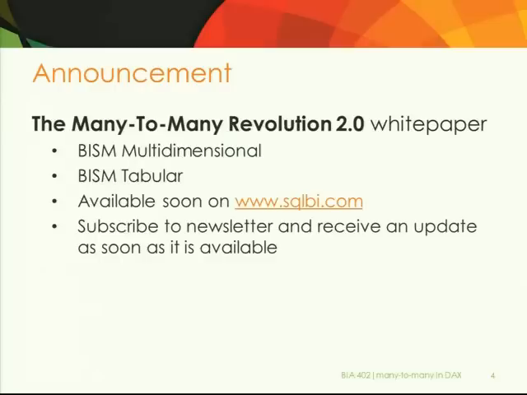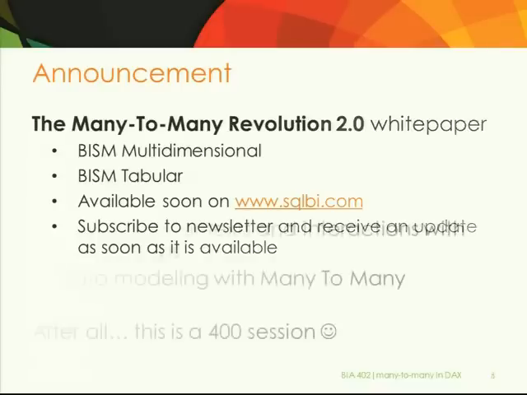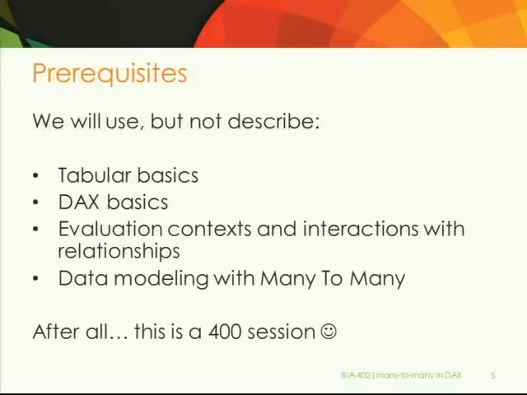For the ones of you who already know the many-to-many revolution, and for the ones who want to learn about many-to-many in UDM, we have finished writing a new version of the white paper that now contains both multidimensional and tabular. So it is a deep dive on many-to-many on both flavors of data modeling available in SQL 2012. It's not yet available because in theory it should have been available a few hours ago, but you know we are Italian, and so it's not yet available. But if you subscribe to the newsletter, we will warn you as soon as we are able to make the website come up.